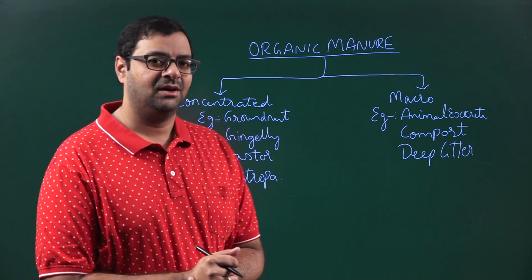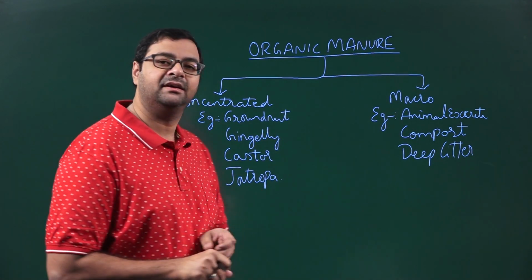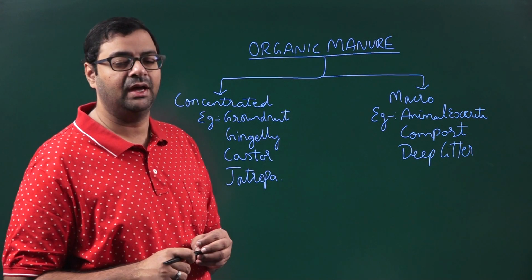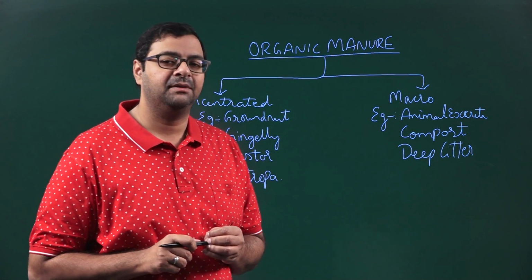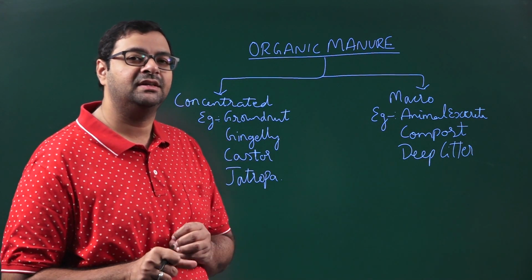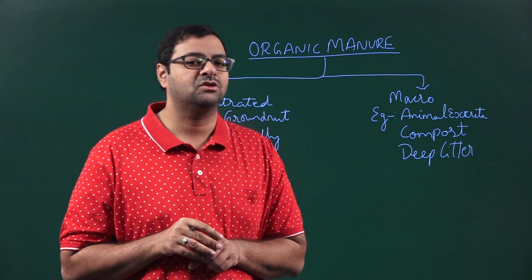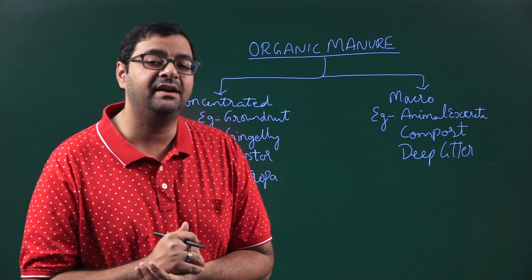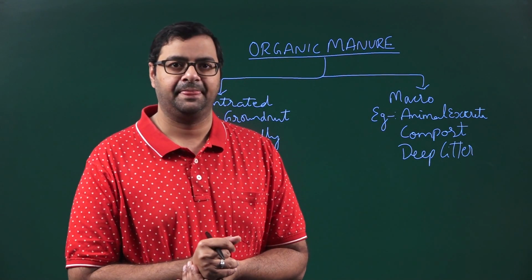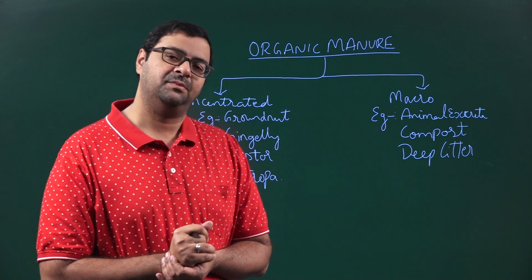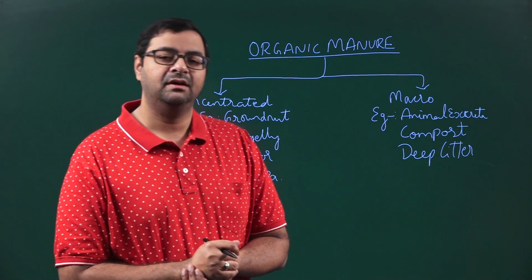Hello students. In this session we'll be looking at organic manure. When we are talking about organic manure, you should understand that organic manure is obtained from plants and animal sources. Organic manure is obtained from plants and animal resources.